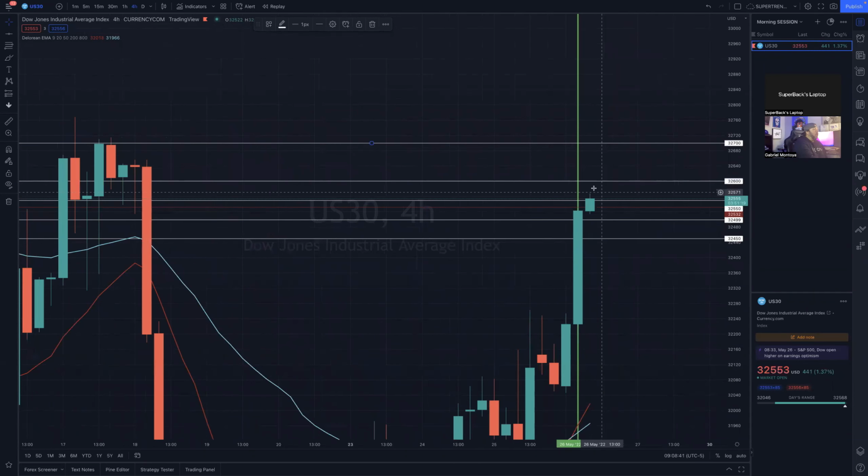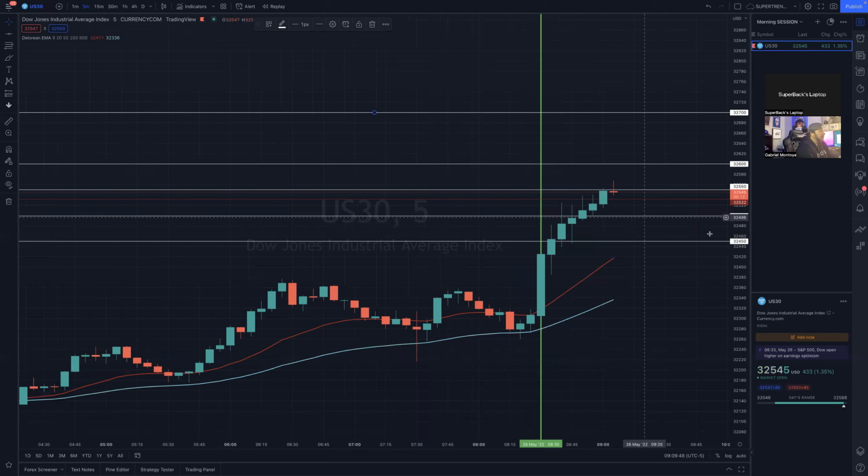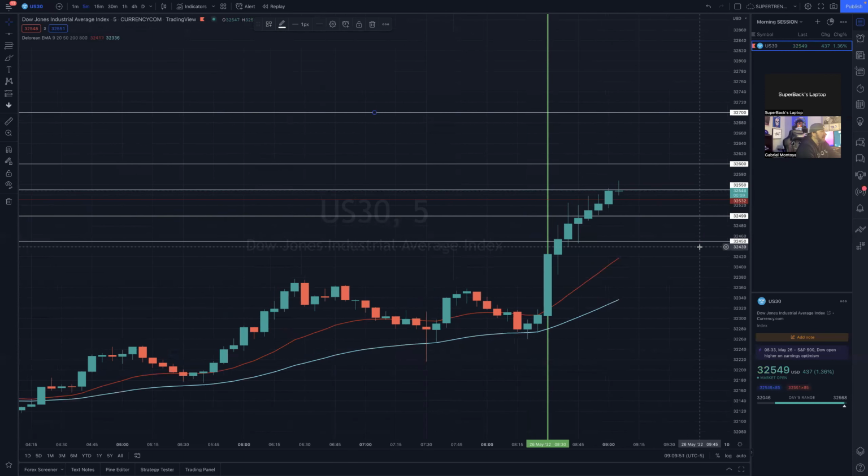So again, 32,550 for a buy stop if she pulls back a little bit more. If she pulls back to that red line, I'd like to get in at 32,550. Come back down a little bit more. Is she going to break and close above? We got 21 seconds left. Is she going to break and close above? We got 10 seconds left.